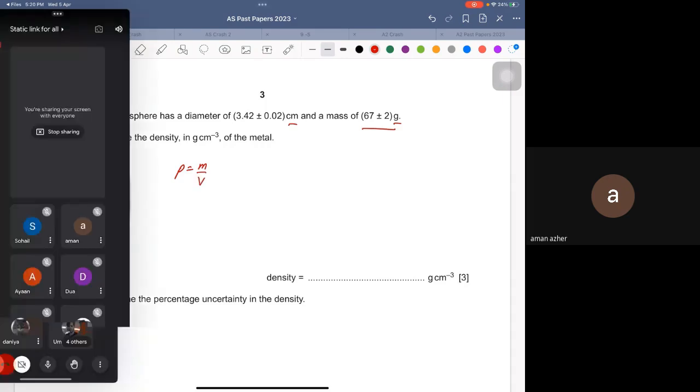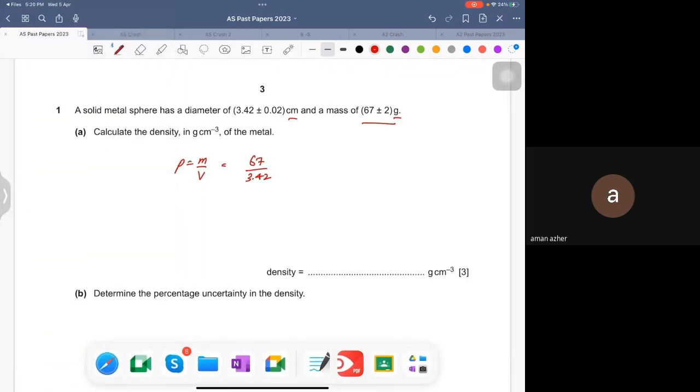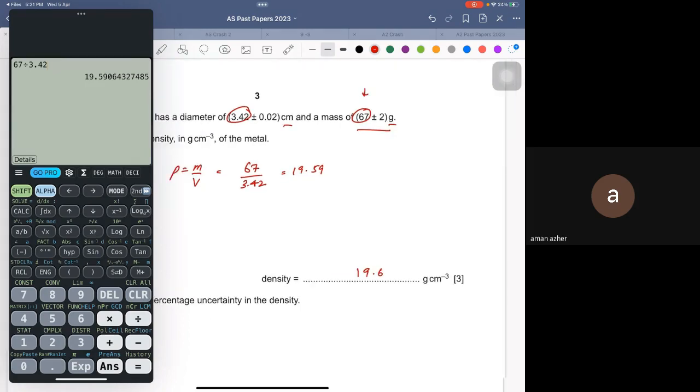Density is mass over volume. Sorry, I'm a bit sick. So this is going to be 67 divided by 3.42. And then what you're going to do is just divide this. Wait a second, please. 67 divided by 3.42, and that's going to be 19.59. Because this wasn't too significant, it was a 3, so you take minimum significant figures as 2 or maximum as 3. You can't go beyond that. So we're going to write it as 19.6 grams per centimeter cube.